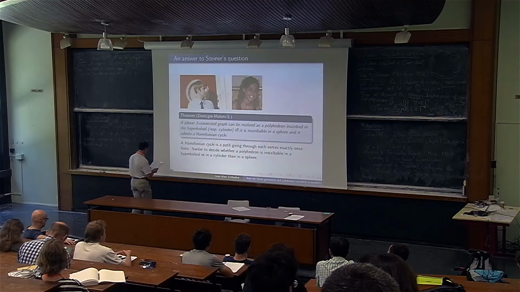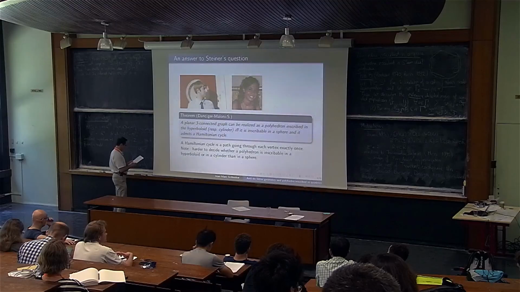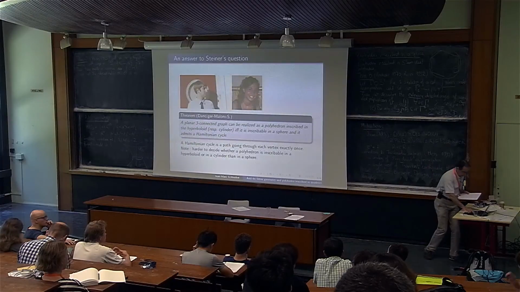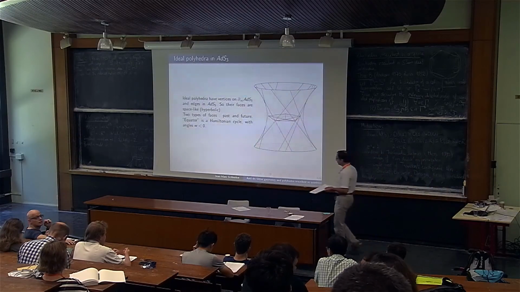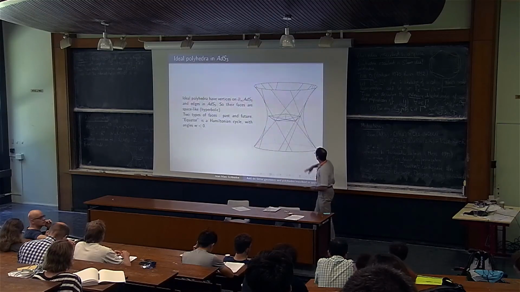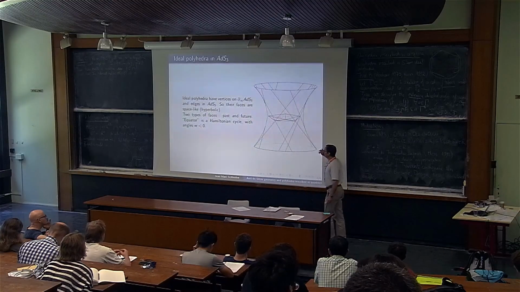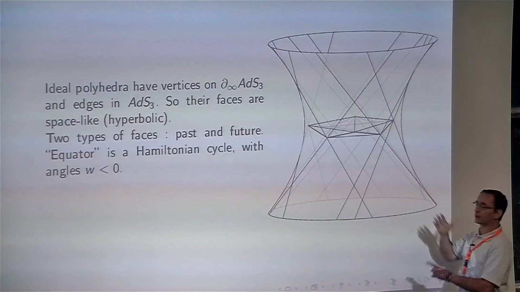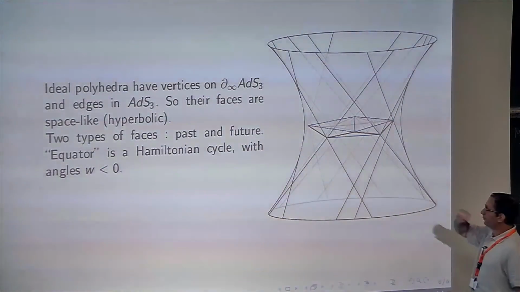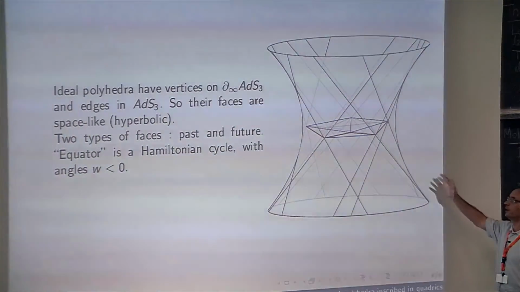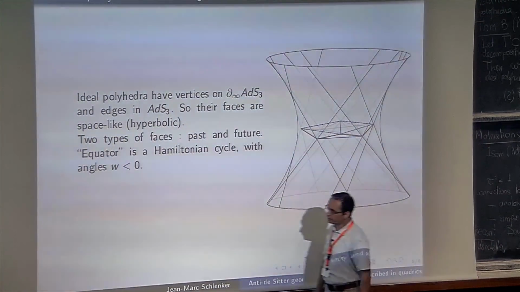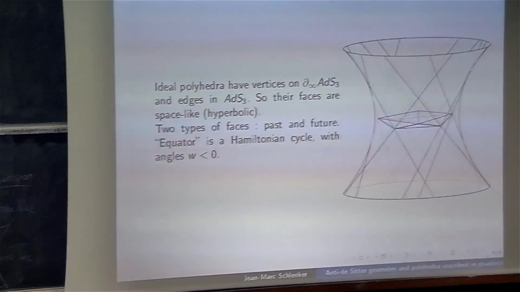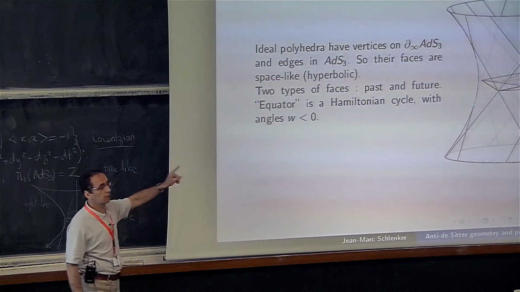Okay, so let me try to show you ideal polyhedra in AdS3. So those will be what they look like. Ideal polyhedra in this case will have vertices at infinity. You visualize this because the vertices correspond to the intersection of two lines that foliate this quadric. By definition, the space-like edges are the edges that intersect the quadric in two points. So it's clear that the edges that you'll have are space-like edges.